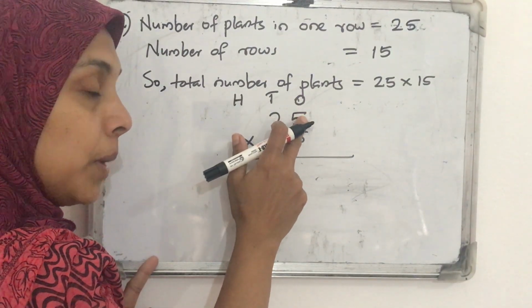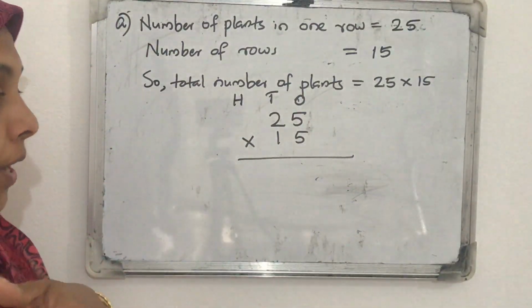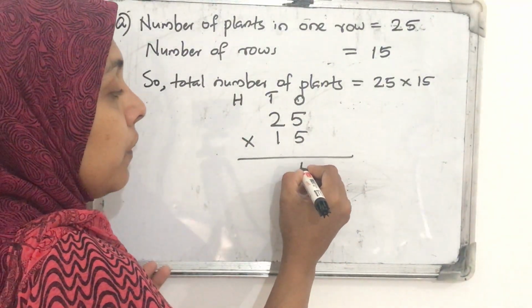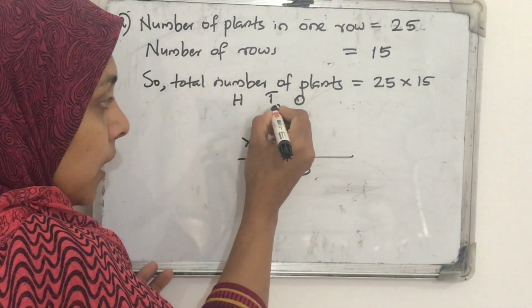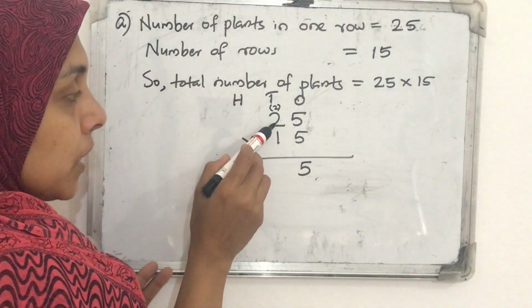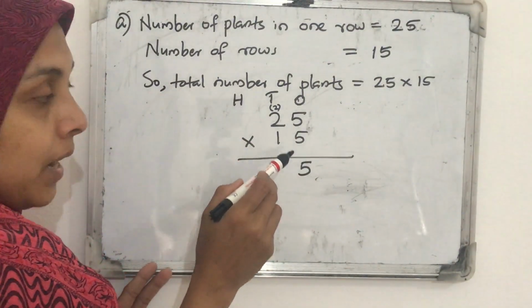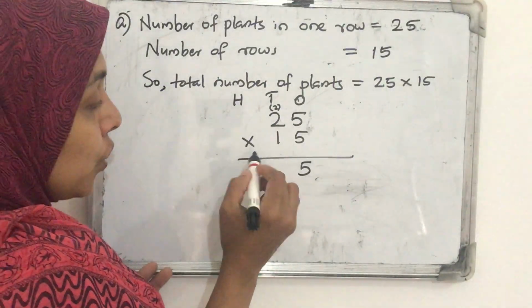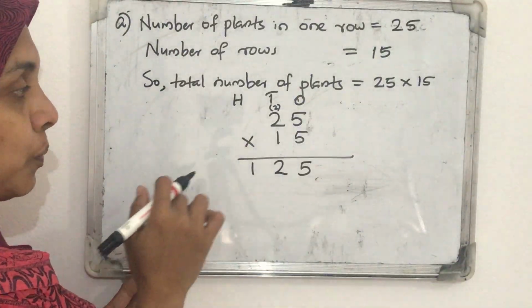For that, first we multiply the ones place. 5 with this 5. 5 into 5, 25. For that 25, 5 we write in ones place. 2 we write as the balance. Next multiplication, 2 multiplied with 5. 2 into 5, 10. 10 plus 2, 12. For that 2 here, 1 is in hundreds place.